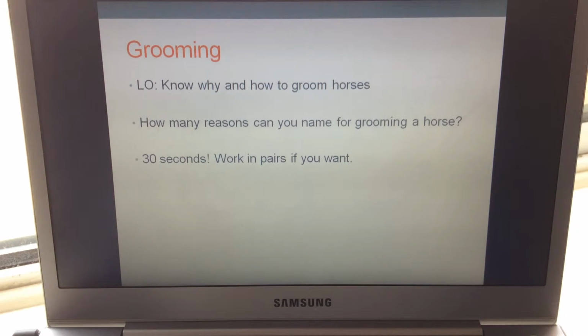I then moved on to grooming. I gave the students 30 seconds here to think of how many reasons they could think that a horse needed grooming. Group 1 came up with a lot more answers than Group 2.